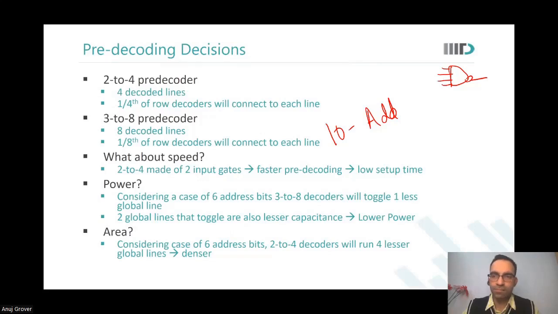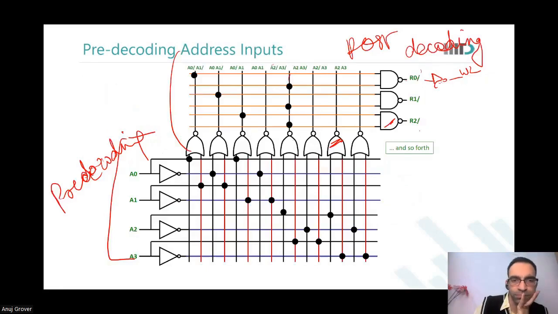Yes, Faisal. So actually, I'm not getting the concept. Like in the previous example, can you please show the previous example? So here we are decoding 2 to the power 4 rows. Am I right? And to reduce the stack, we are doing pre-decoding and then post-decoding. Yes. Okay, sir. So what was your question, Faisal? I was not able to get this part only. Then you have changed the slide, and that's why.